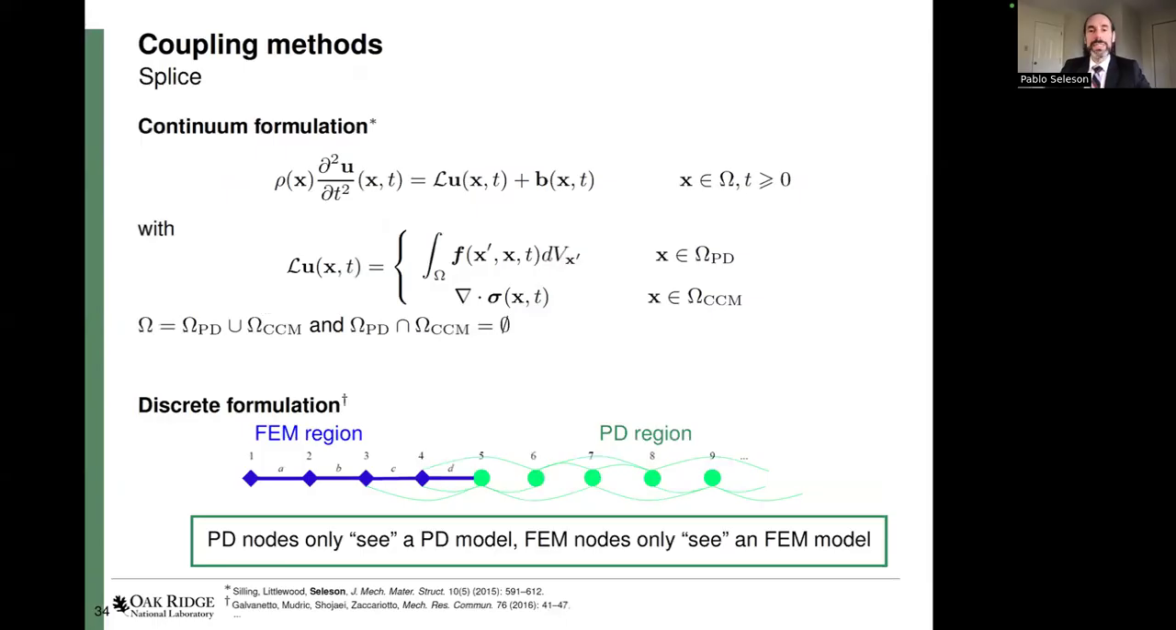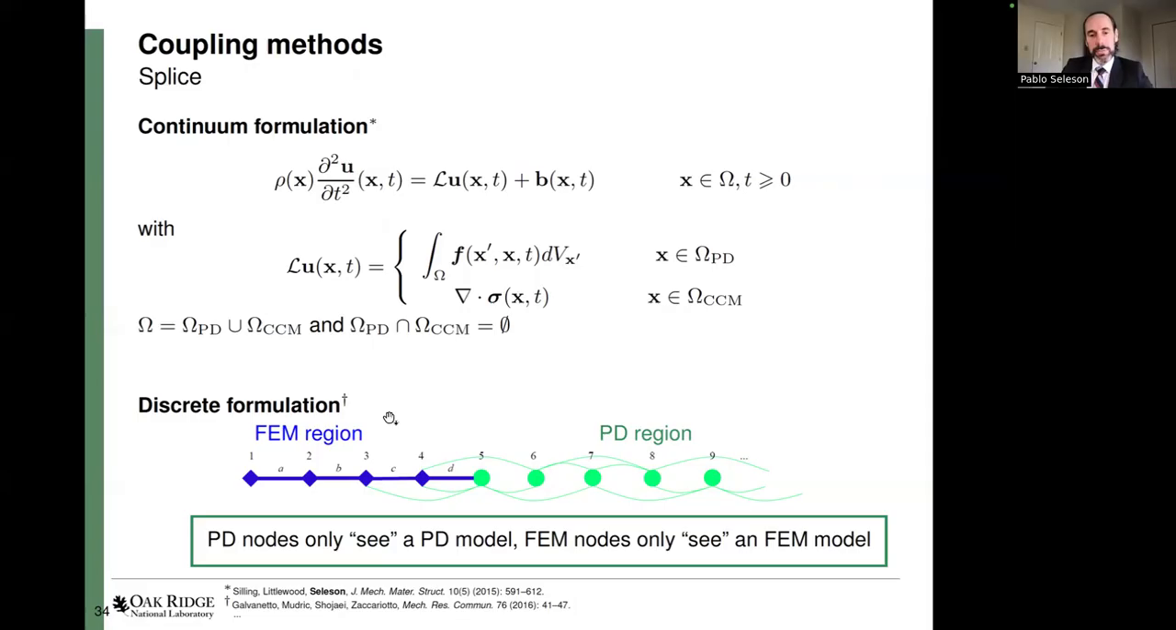Let's move now into a second and different approach. It's called the splice. This is probably one of the simplest ways to couple peridynamics and classical continuum mechanics. What we do, we just simply have an operator that takes either of two forms. Whenever a point is in the peridynamic region, we use the peridynamic operator, and where the point is in the classical region, we use the classical operator, and there is no specific operator in between in the transition.